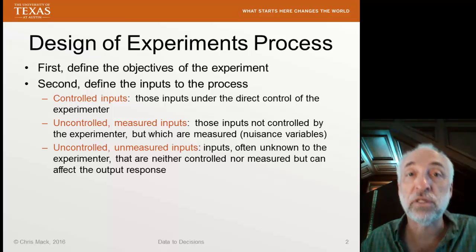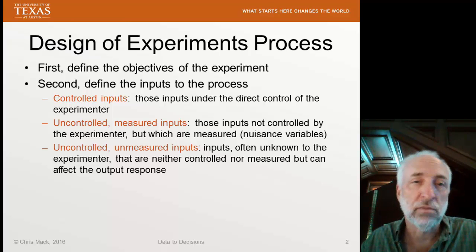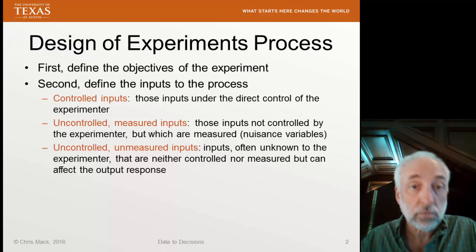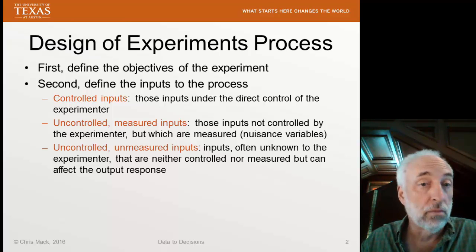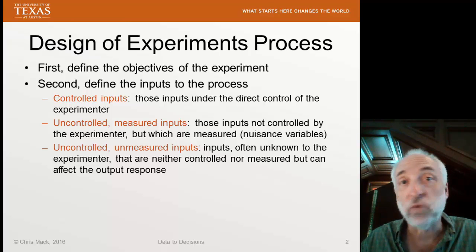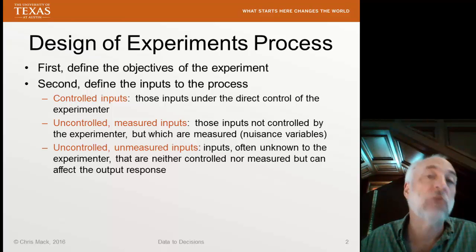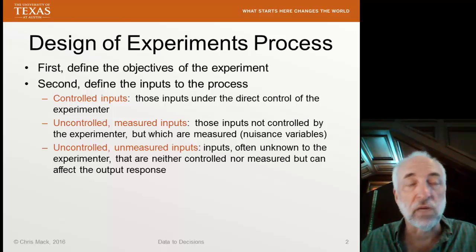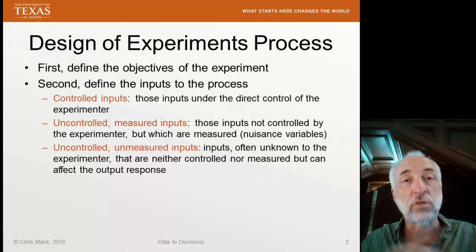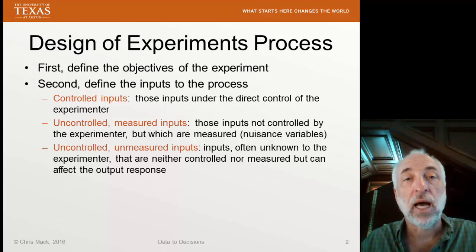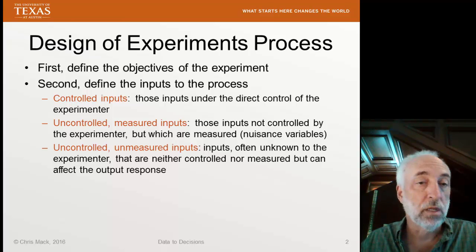Next, you define the inputs to the process as well versus the response that you want to measure. There are three kinds of inputs, as we've talked about several times. First of all, the controlled inputs. These are the things that we are trying to vary. We purposely vary them in order to measure or understand how they affect the response. They are completely under our control.